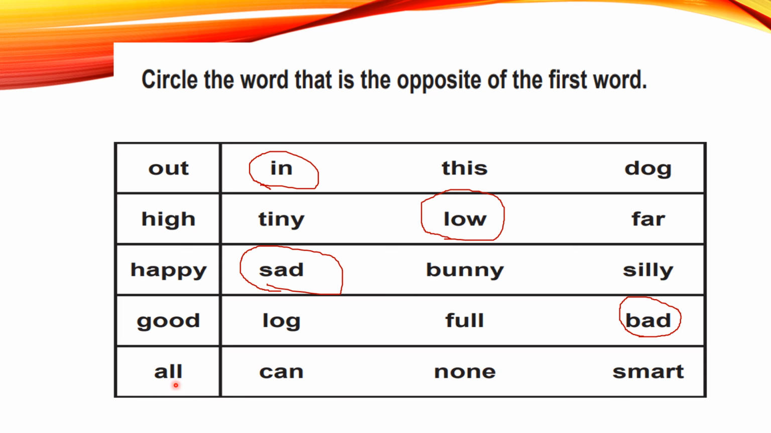So, see, the opposite of all is none. We will just circle the word none here. So we will write here, out, opposite is in. High, opposite is low. Happy, opposite is sad. Good, opposite is bad. We will just erase this one and mark the sign here. Bad. All, opposite is none.